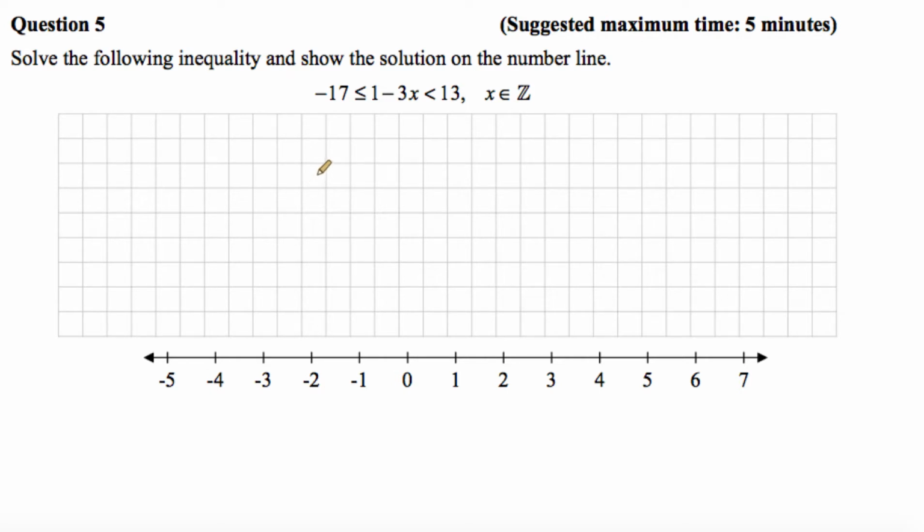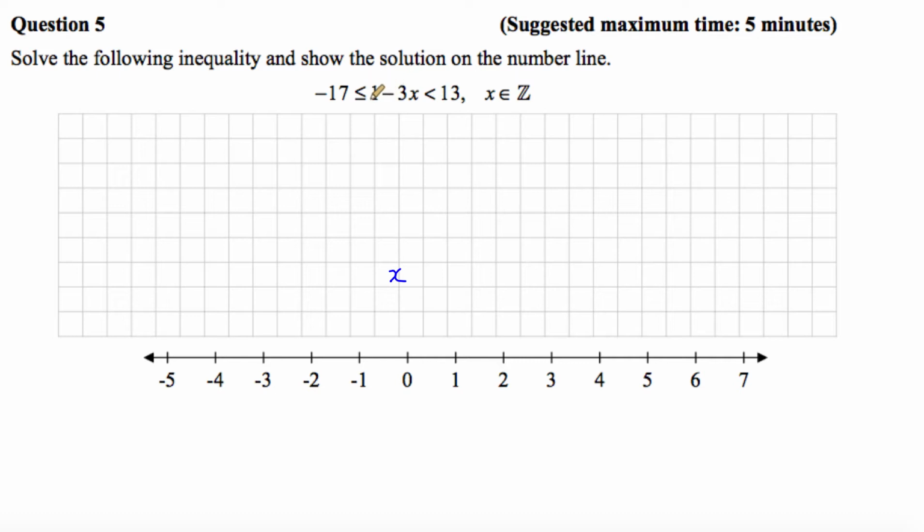Okay, so if we're solving a compound inequality like this, where you have two inequality signs, we just have to follow the rule that whatever we do to the middle, we must do to the left and the right. At the end, what we want is x in the middle, with a sign either side and a number either side. So we're trying to manipulate the middle to become x.